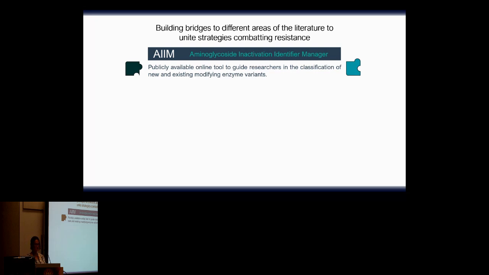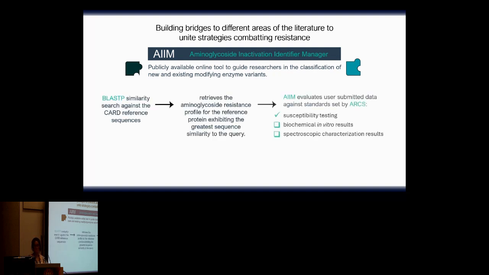AIIM will utilize protein sequence, susceptibility testing, and the option to submit biochemical data to assign an identifier to a modifying enzyme following the standards that will be set by the ARCS. Common to existing tools, AIIM will first assess the similarity of a protein sequence to the library of aminoglycoside modifying enzymes in CARD. The distinguishing feature of this online tool is its capability to evaluate if the combination of aminoglycosides selected for susceptibility testing meets the minimum requirement for an accurate naming designation. Users will then have the option to provide biochemical data that supports the enzyme function in order to improve the tool's ability to distinguish between one or more possible classifications.